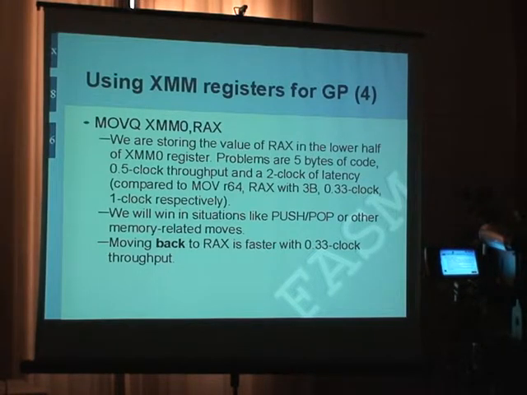Of course, there come some problems. The length of the instruction is 5 bytes, with half a clock throughput and a 2 clock latency. When we compare it to a regular move from the RAX register to any other 64-bit register, it's only 3 bytes and a third of a clock. These measurements are all done on our last Core 2 architectures.